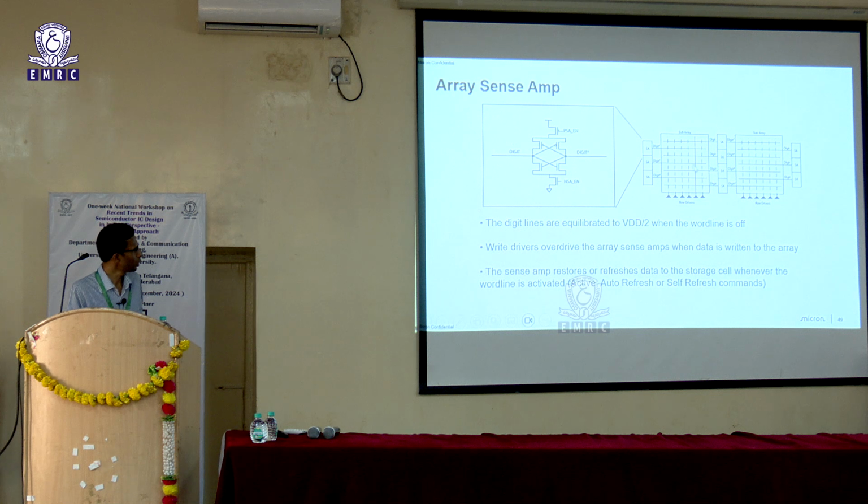So if you are accessing a row here, all the rows in this particular bank are inactive. So there is no perturbation on this digit line. This will stay put at 0.75 volt, and then you will have a differential built at this sense amplifier, and that will be read out.